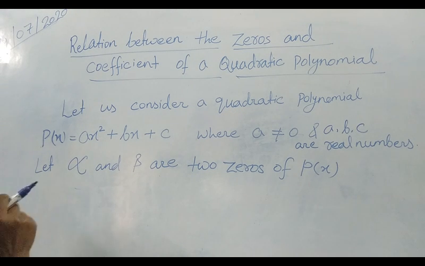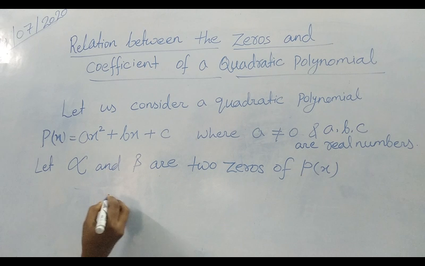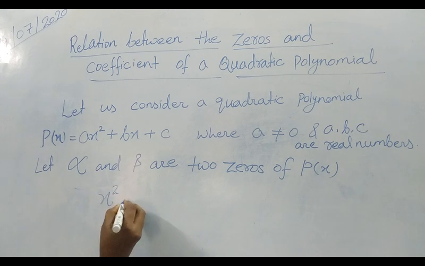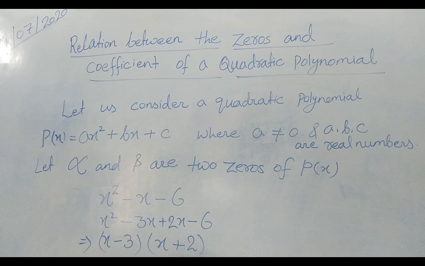Now, how can we establish the relation here? Just think about, look at an example here. When we take a polynomial x square minus x minus 6 and try to factorize it, then you can find x square minus 3x plus 2x minus 6. That means we have two factors, x minus 3 and x plus 2. The two factors we can find out from this polynomial after factorization.